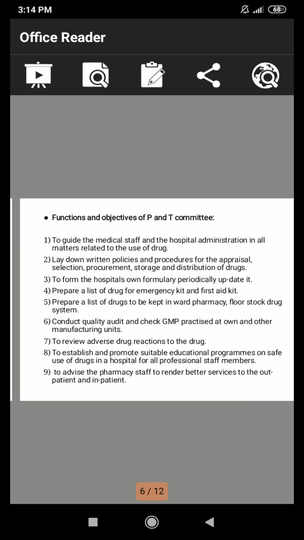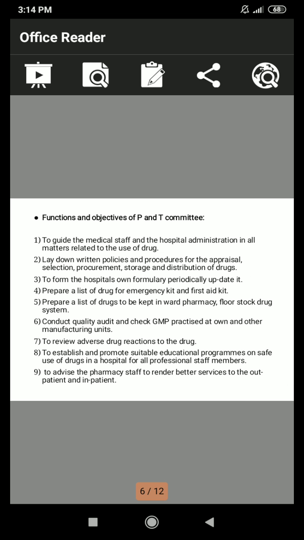Then functions and objectives of the P&T committee. First, to guide the medical staff and the hospital administrators in all matters related to the use of drugs. Then lay down written policies and procedures for the appraisal, selection, procurement, storage and distribution of drugs. Then prepare a list of drugs to be kept in the ward pharmacy floor stock drug system. Then to prepare a list of drugs for the emergency kit and first aid kit. Then to form a hospital's own formulary and periodically update it.